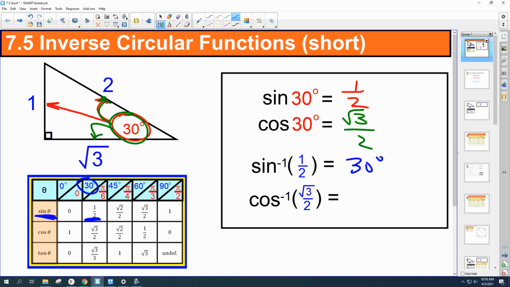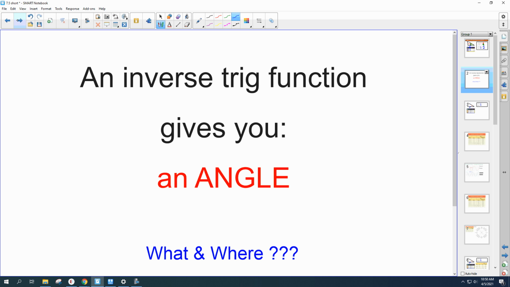Or inverse cosine square root of 3 over 2, almost same thing, 30 degrees. Sometimes we're in radians and sometimes we're in degrees, but it works the same way. What you need to understand is an inverse trig function gives you that. If you only take one thing away from today's lesson, an inverse trig function gives you an angle. But we're still going to have to think about what and where.